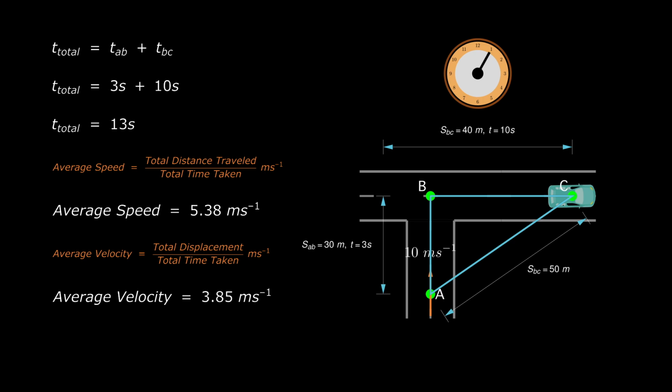Average velocity, on the other hand, is defined as the total displacement, divided by the total time taken. Displacement is the straight line distance from the starting point to the final destination, factoring in the direction of travel. As a result, average velocity not only indicates how quickly the vehicle changes position, but also reveals the direction of this movement.